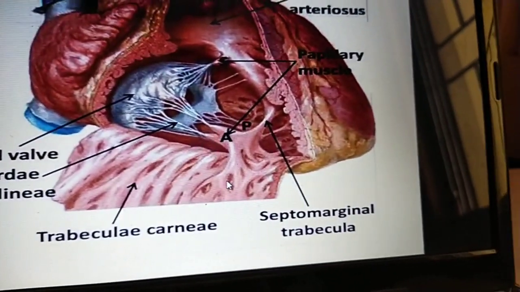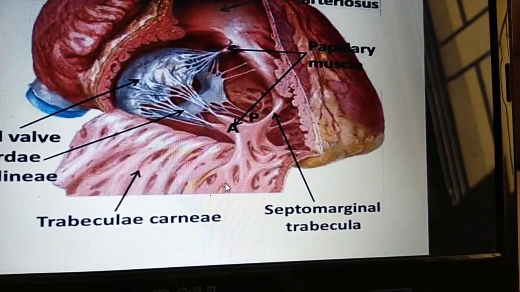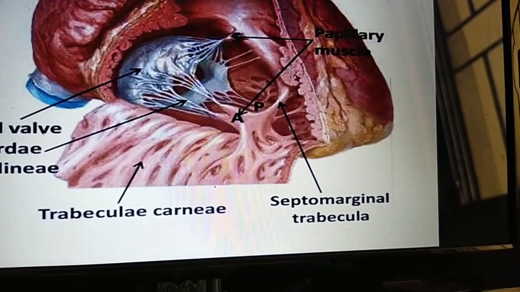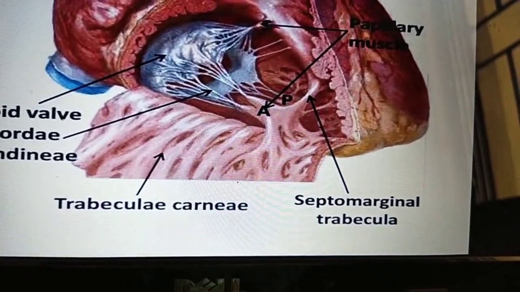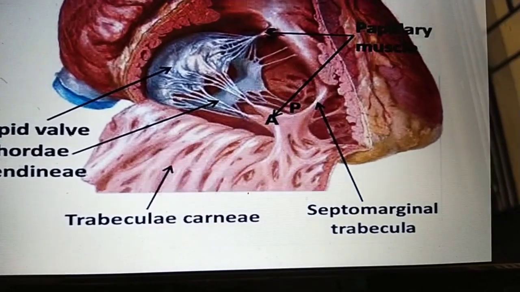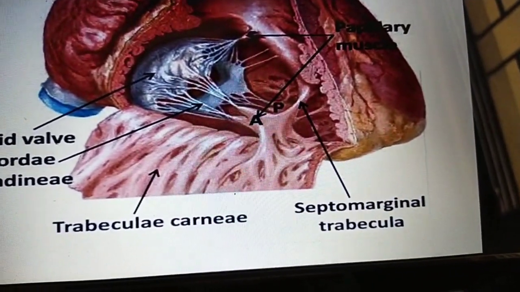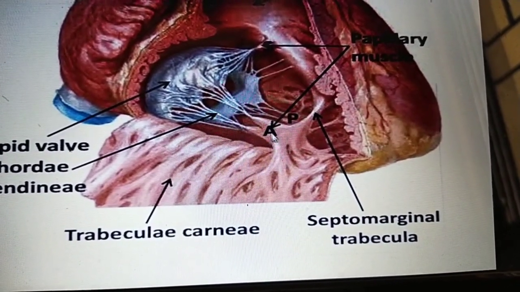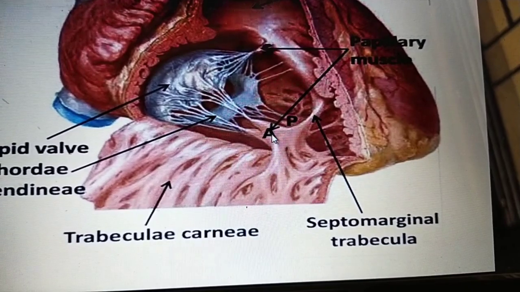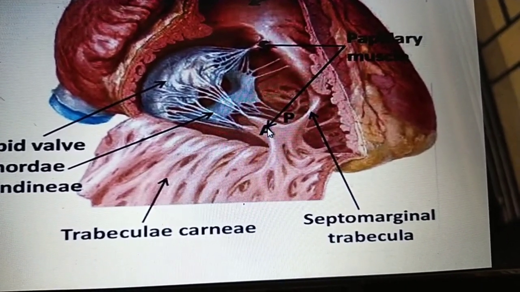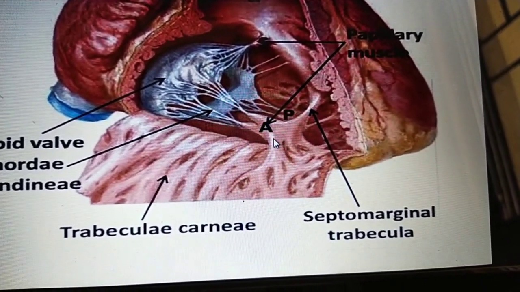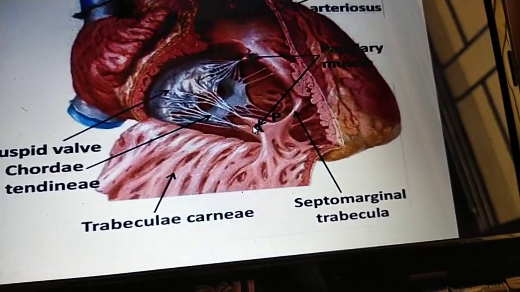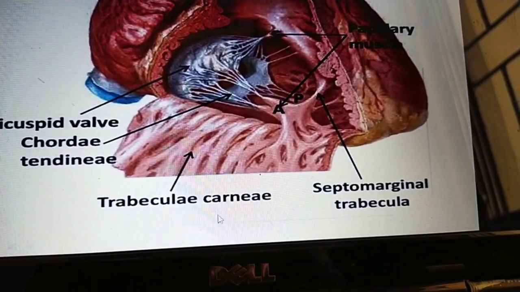Now what is meant by the papillary muscles? Papillary muscles are nothing but long projections that arise from the wall of the ventricle, in a simple way. Papillary muscles are long projections arising from the ventricle wall. What are these projections? These papillary muscles are also one of the types of the trabeculae carneae.